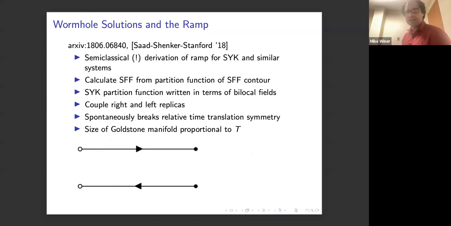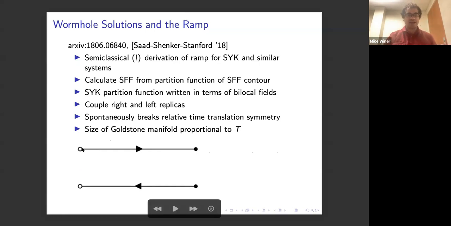But they go ahead. If you're not an SYK expert, don't worry, it's not particularly important. But if you are, what they do is they say that the SFF is equal to the partition function on this weird contour, which is two disconnected circles, real Lorentzian time circles, period t and minus t. One of them is going forward in time, the other is going backward in time.